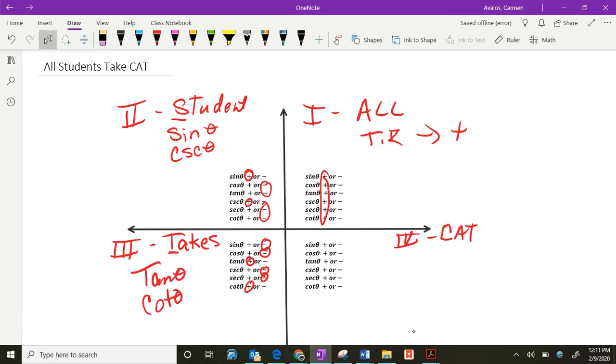And then in the fourth quadrant, we have "CAT," and that is going to be cosine, and therefore it's going to be secant. And because secant and cosine are reciprocals of each other, everything else is going to be negative. The cosine is going to be positive. The tangent is negative. The cosecant's negative, positive, and then negative.